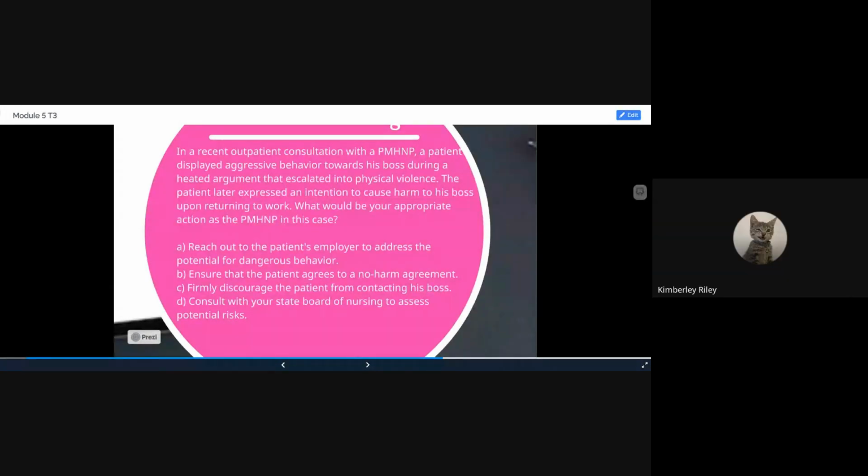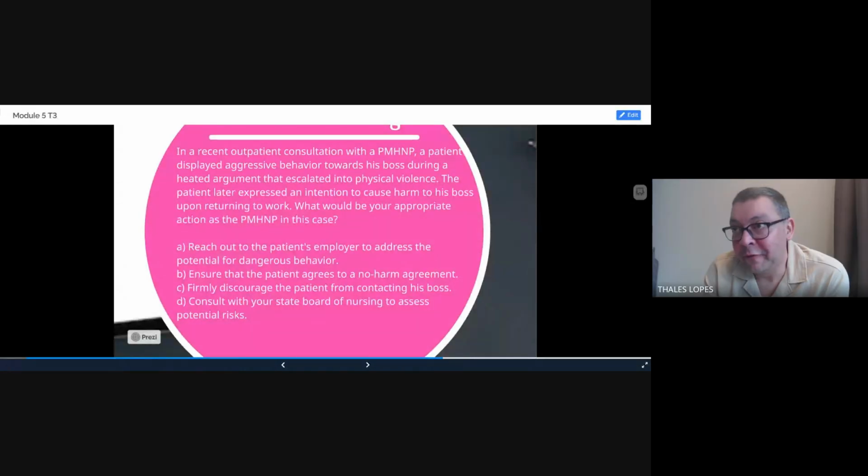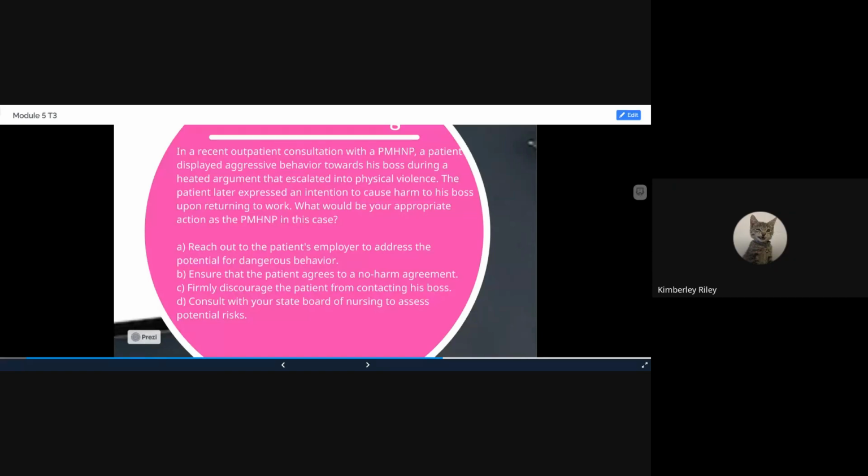Dr. Lopez, go ahead. May I ask, as I'm looking at these options, to me the most appropriate option is to notify the authorities. You wouldn't necessarily want to tell the employer, because if the employer reacts negatively, gets a gun himself and is going to take this employee out before he can do something, you could be escalating the violence.